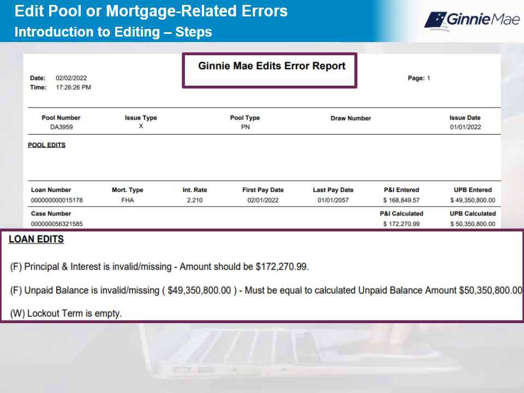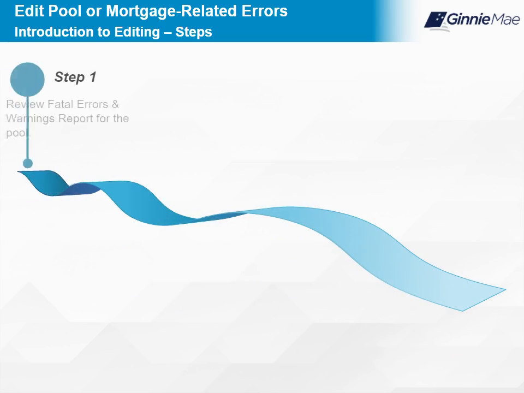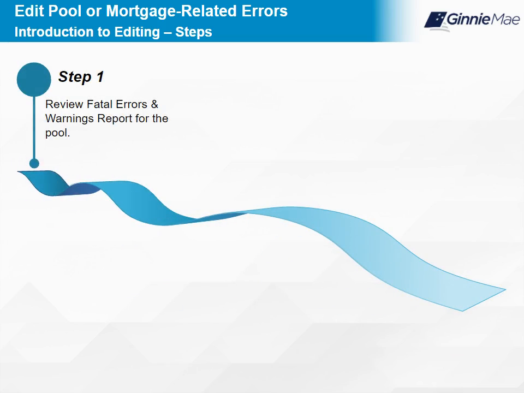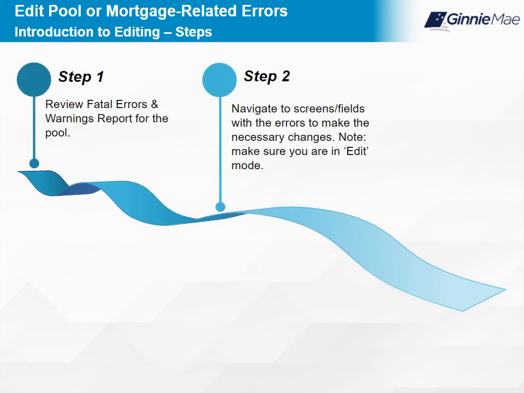Ginnie Mae business rules. First, you will need to review the fatal errors and warnings report for the pool. Then navigate to the screen or fields with the errors so you can make the necessary changes. Of course, you will need to make sure you are in edit mode. You can find the edit button whether you are on the pool details screen, the loan details screen, or the draw history details screen. As mentioned previously, a list of all errors and warnings for the corresponding screen will display.